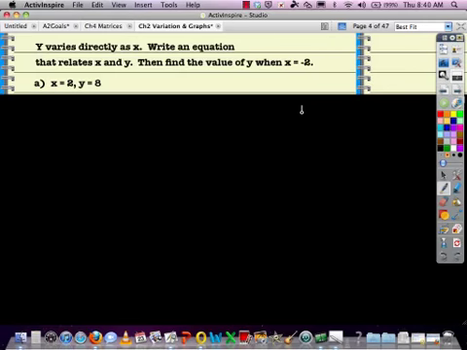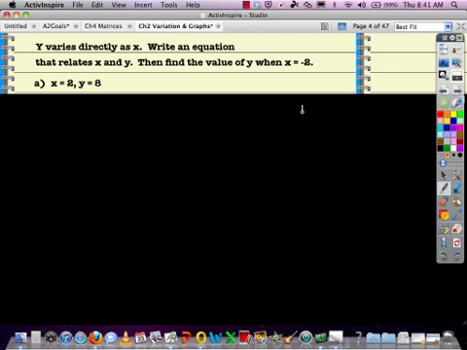Here's an example of a direct variation equation. Now, there's a lot in it, so watch on this first one, and then you'll be able to try one. Y varies directly as x. Write an equation that relates x and y. Then find the value of y when x equals -2. There's several things going on here. The first statement tells you exactly what you have. You should know your equation from there. Then they ask you to write that equation out and then also calculate with that.